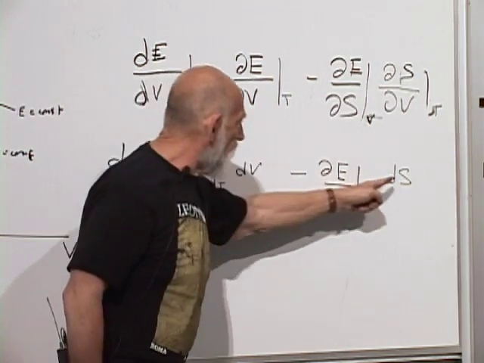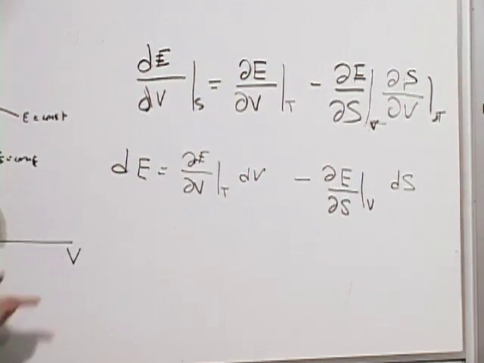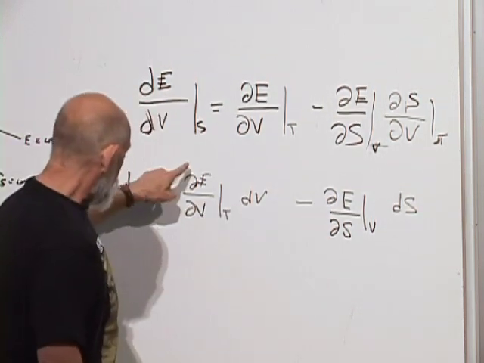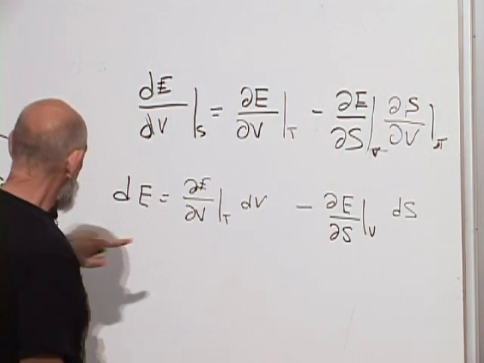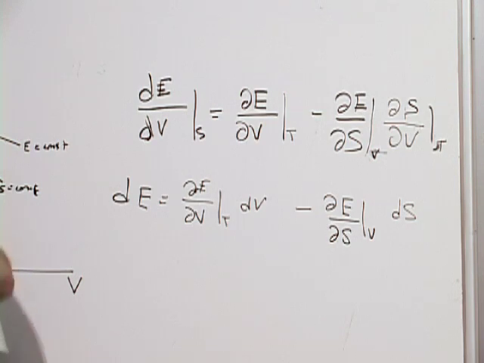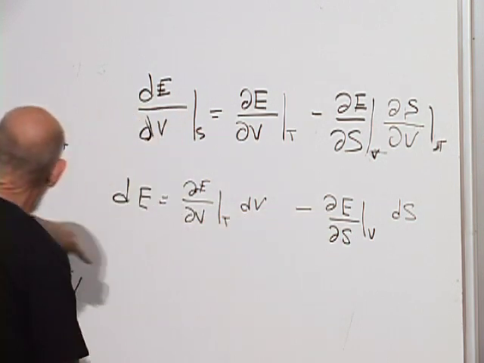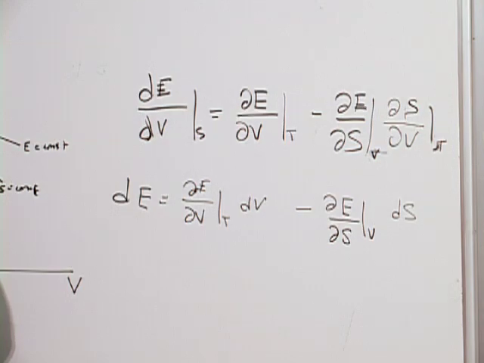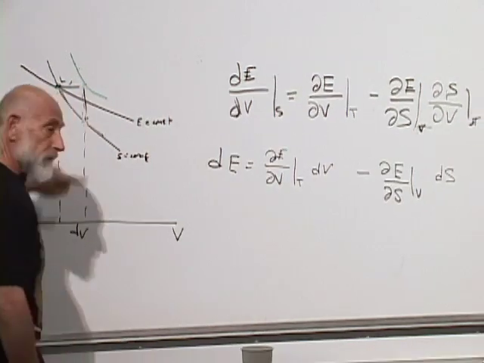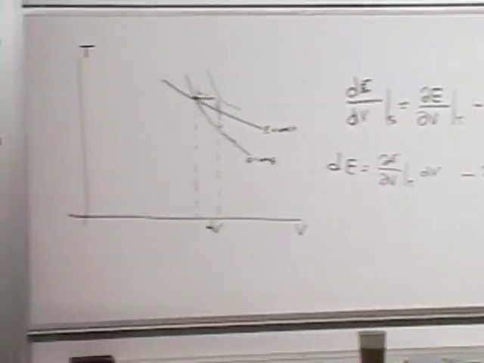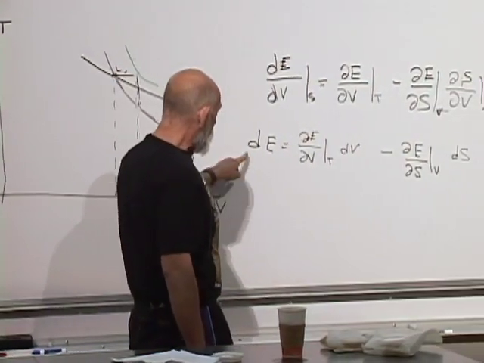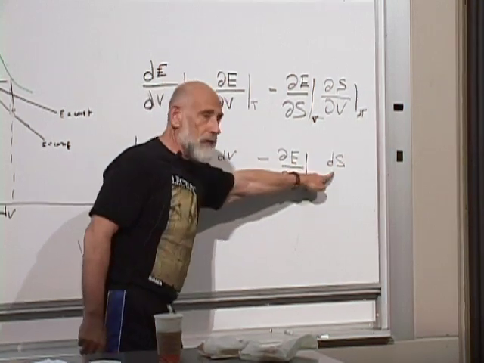In this formula, you can think of volume and entropy as the independent variables. Change in energy with temperature and volume. Derivative of energy with respect to volume, keeping temperature fixed. That's horizontal. Then derivative of energy with respect to entropy at fixed volume times the change in entropy in going from here to here. In this formula, you can think of the energy as a function of volume and entropy.